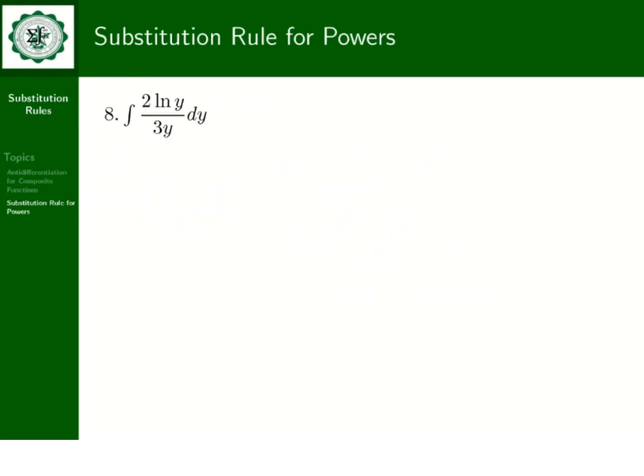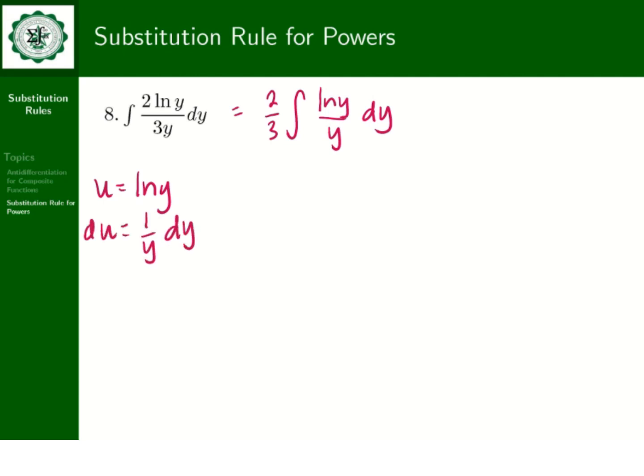For problem 8, we are going to evaluate the indefinite integral of 2 ln y over 3y dy. So first, what we could do is factor out 2/3, and then we'll have the integral of ln y over y dy. So here we let u be ln of y. So again, we have a base that is a transcendental function, specifically a logarithmic function. Then du is 1 over y, and then we put dy.